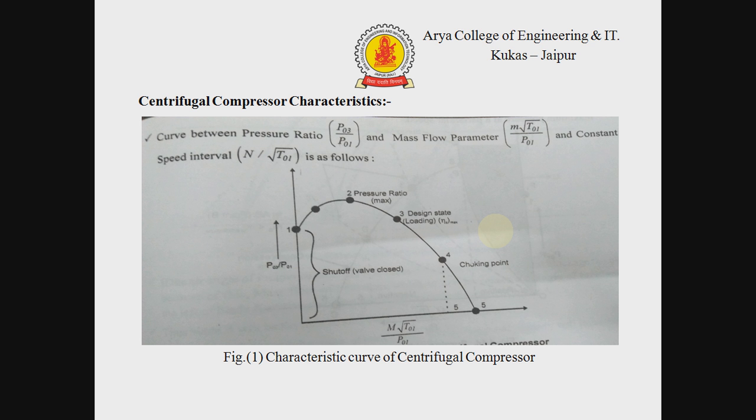The figure shows the compressor characteristics curves. The curve between pressure ratio P03/P01 and mass flow parameter at constant speed is as follows. The figure shows that there are various points. From the first point it is started, the second point is the maximum pressure ratio, the third is the design state at which efficiency is maximum, and the fourth point is the choking point. And the curve is between the pressure ratio and the mass flow parameter.